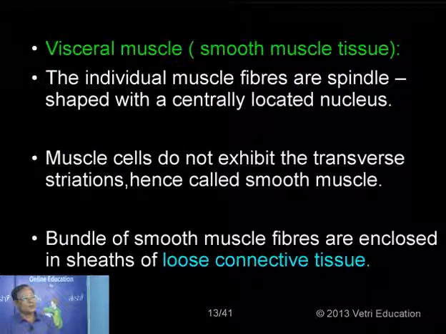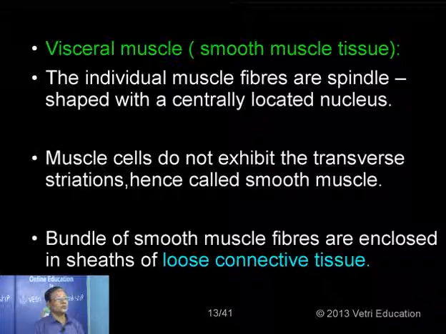Now let's pass on to the next type, the visceral muscle. The name implies visceral, referring to the visceral organs, those organs found in the body cavity, for example the ureter, the urinary bladder, the muscles of the alimentary canal, or the kidneys. The blood vessels are all formed in the cavity of the body, together called the visceral organs. As these muscles are found only in the visceral organs, they are considered visceral muscles.